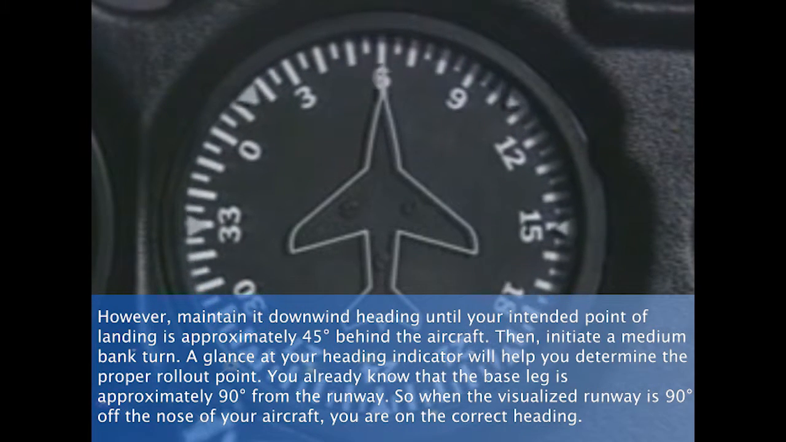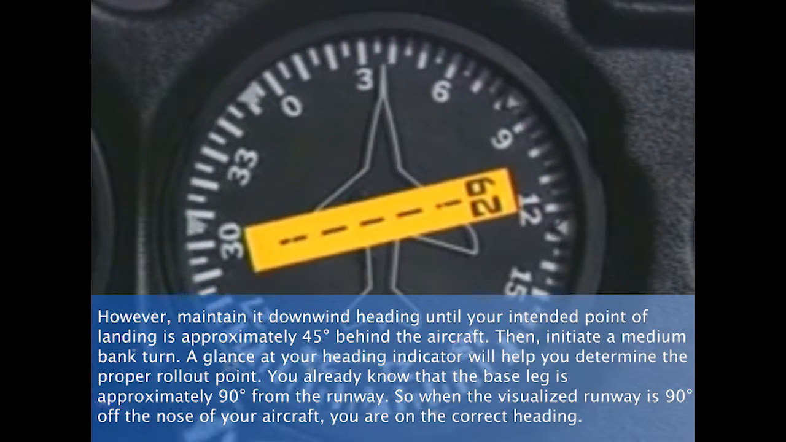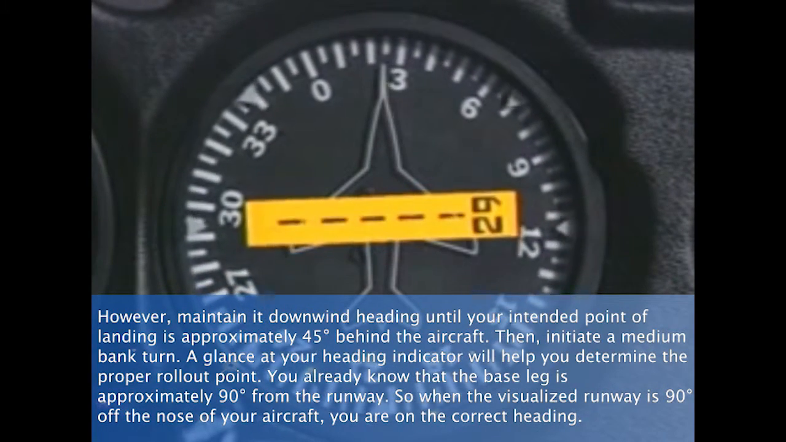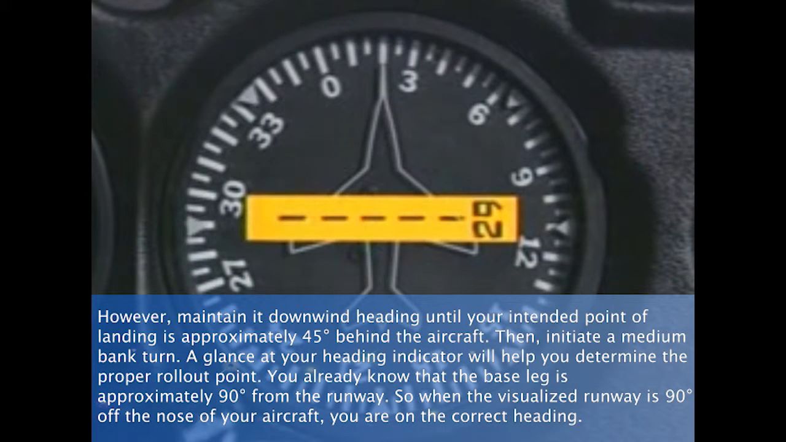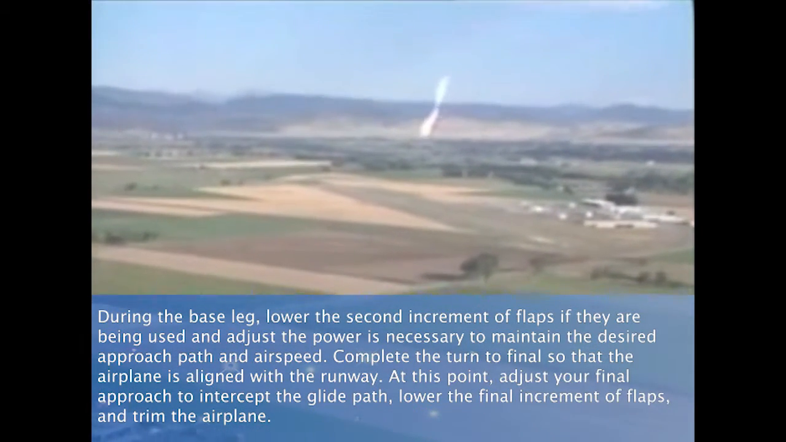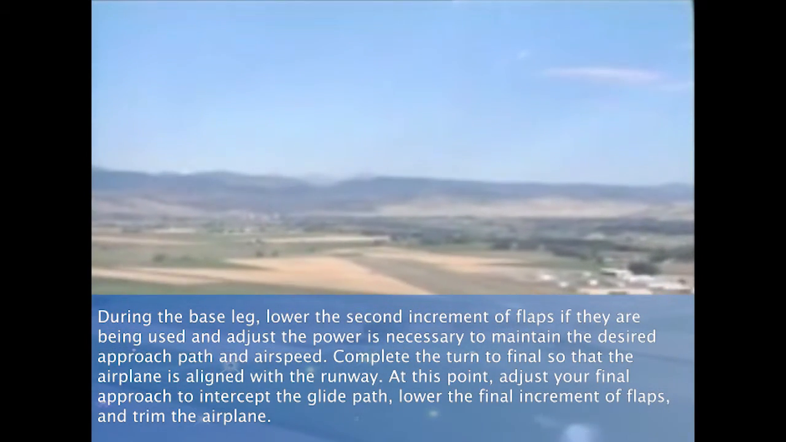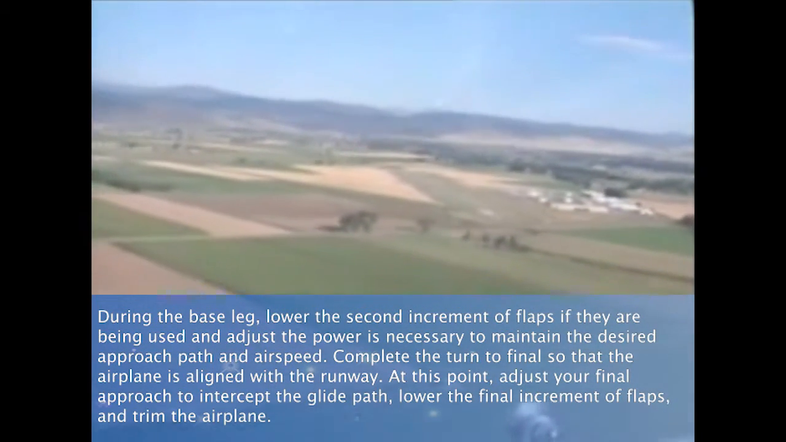You already know that the base leg is approximately 90 degrees from the runway. So when the visualized runway is 90 degrees off the nose of your aircraft, you are on the correct heading. During the base leg, lower the second increment of flaps if they are being used, and adjust the power as necessary to maintain the desired approach path and airspeed.